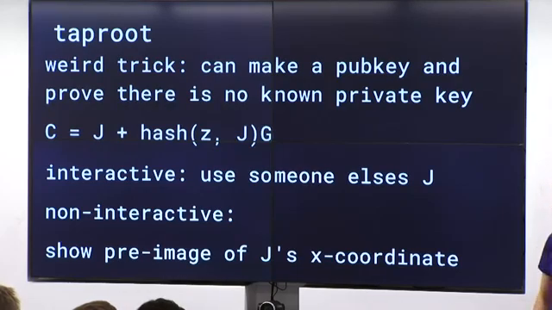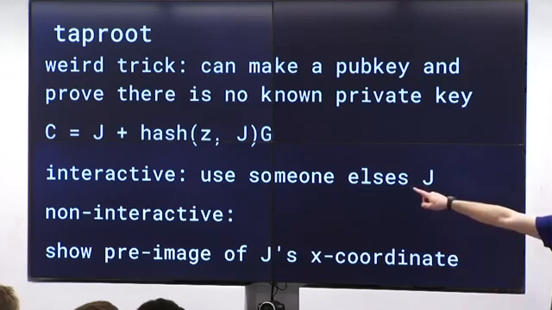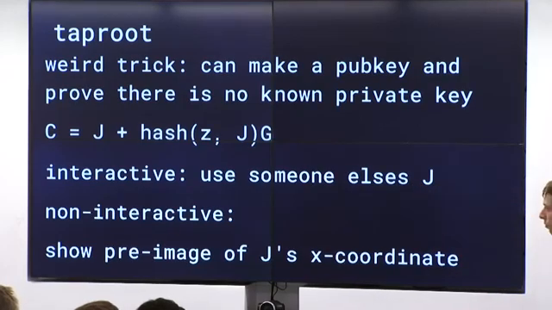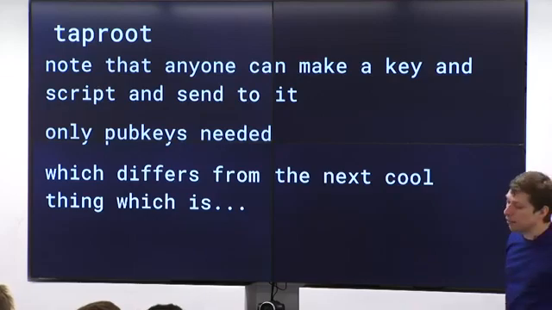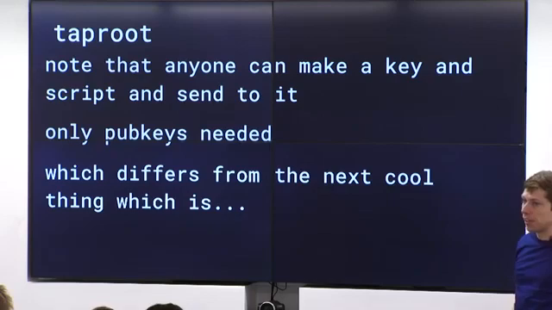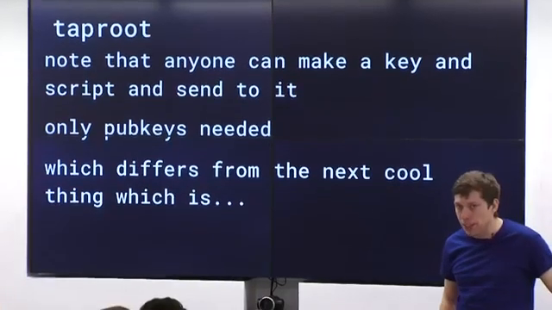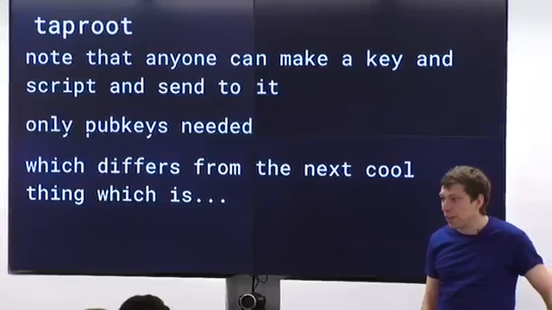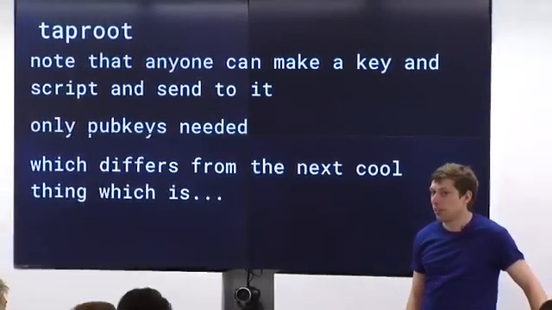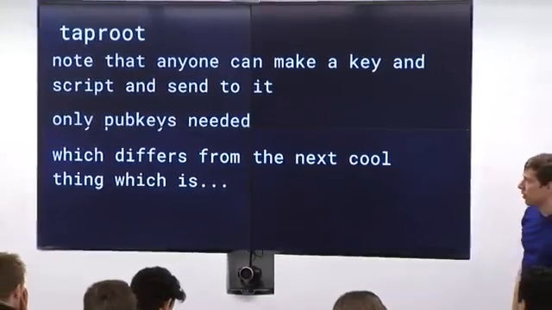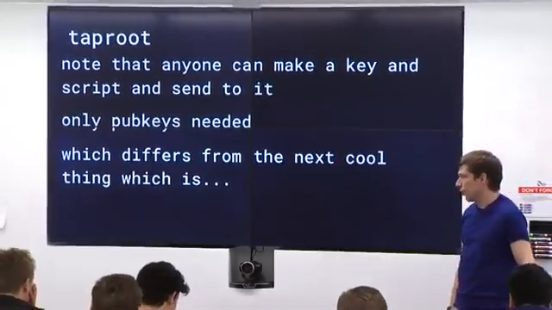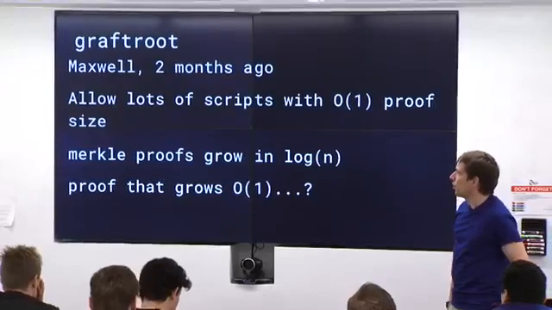You don't need knowledge of any private keys to construct C. Only the pub keys are needed. That's actually really nice because that's the same as currently the case in Bitcoin, right? If you're creating an output script like pay to pub key hash, pay to script hash, there's no private keys involved in that process, right? You just tell everyone. Okay, which differs, and is the important distinction between the next cool thing, which is Graftroot.